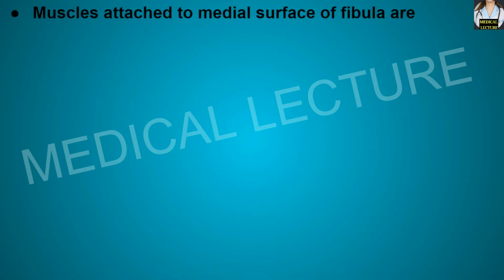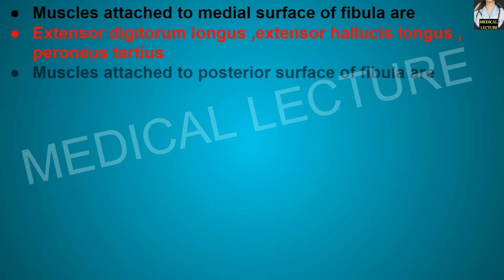The muscles attached to the medial surface of the fibula are extensor digitorum longus, extensor hallucis longus, peroneus tertius. Muscles attached to the posterior surface of the fibula: so they are soleus, flexor hallucis longus and the tibialis posterior.